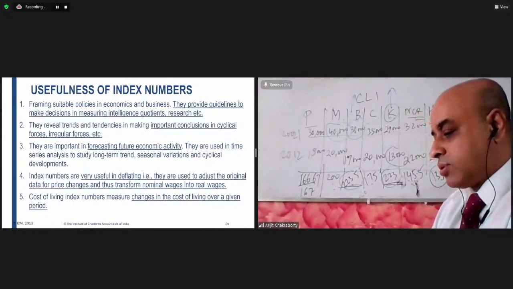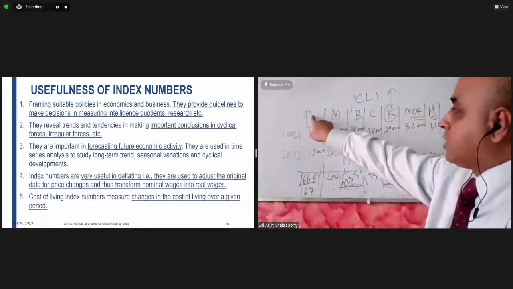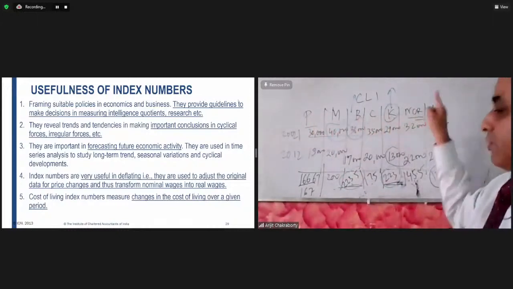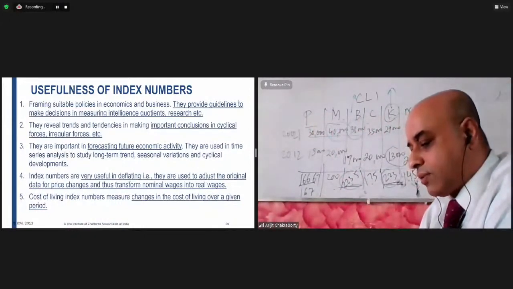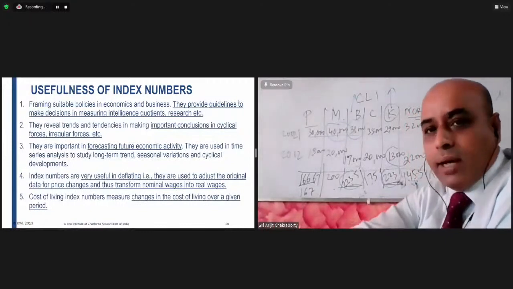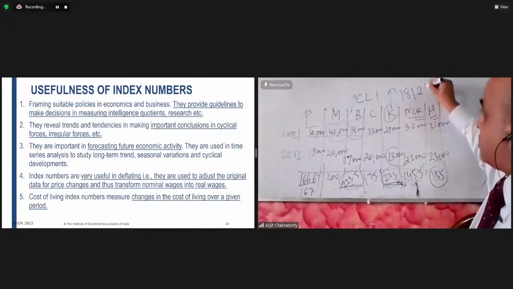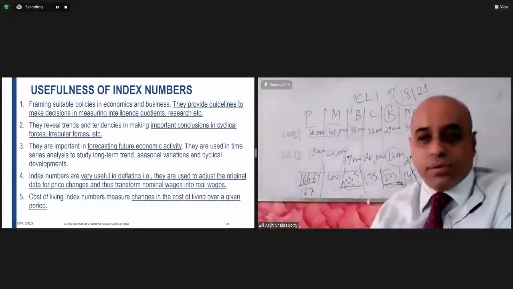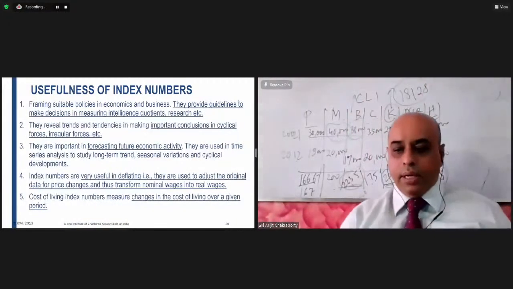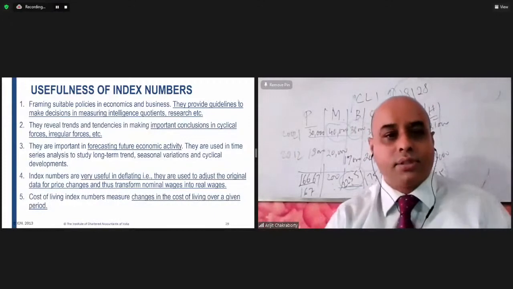The total comes to 1269. Now, how many cities do we have? 1, 2, 3, 4, 5, 6, 7. So I divide it by 7, and I'm getting the average comes to 181.28. So roughly 181. So this gives us a national average. I hope you can see the practical side of this chapter.